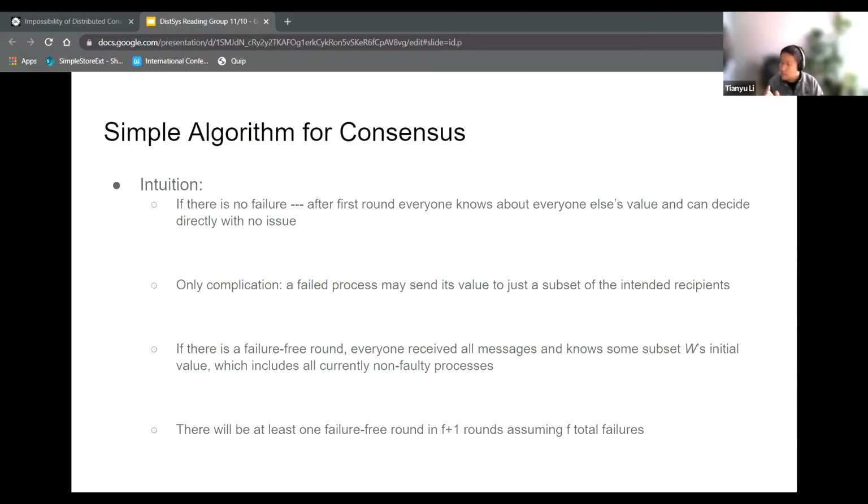Let me slow down and tell me if you have any questions. But hopefully it's pretty clear that this algorithm solves the problem, and you can use any arbitrary decision rule at the end, and everybody would agree on a value despite failures.